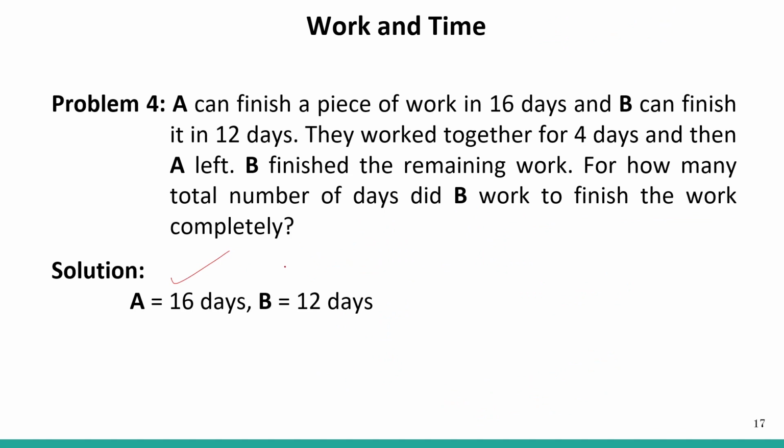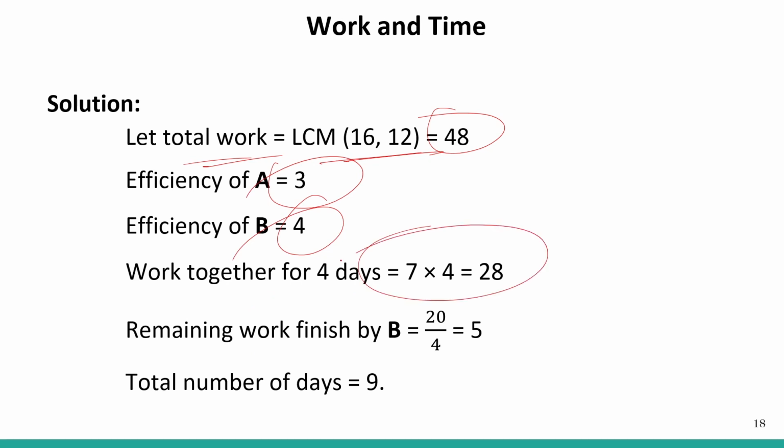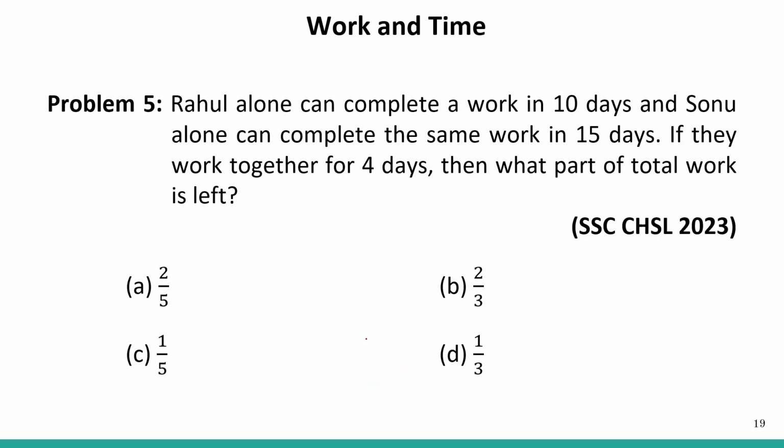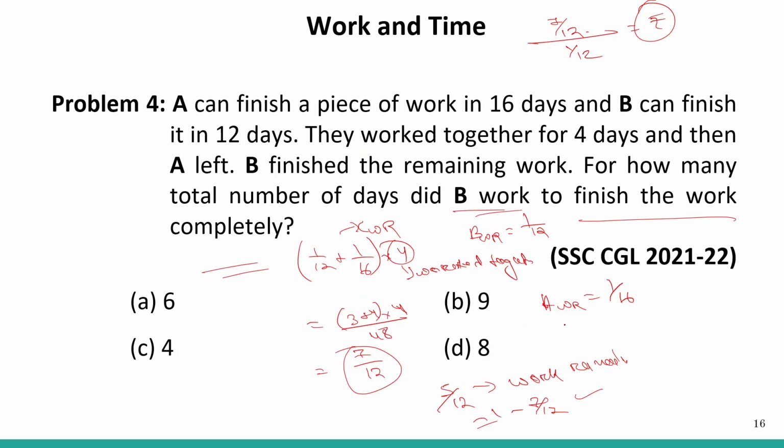So A is equal to 16 days, B is equal to 12 days. And let the total work be the LCM of 16 and 12, which is equal to 48. Efficiency of A is equal to 3. Efficiency of B is equal to 4. So working together for 4 days, they complete 28 out of 48. So remaining work finished by B is equal to 5 and total number of days is equal to 9. Okay. So it will take how many days? 7 days. Okay. I think there is some mistake here.